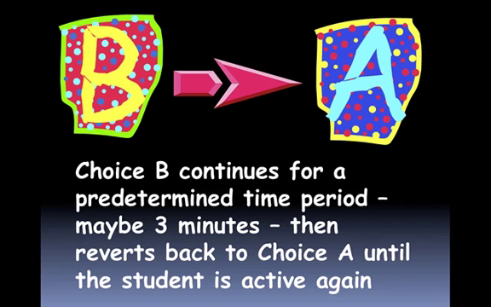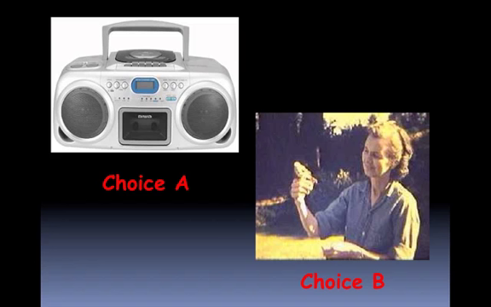And we're going to try and shape this behavior and get them to come closer and closer approximations of actually making a choice or pointing at an object. So if choice A here is a radio and choice B is a bird, who wouldn't love a bird, then the student will get choice A while they're being passive, but as soon as they reach for that bird or look at that bird really closely, then we're going to give them choice B for about 3 minutes, and then we can give them choice A back and wait for another active moment.